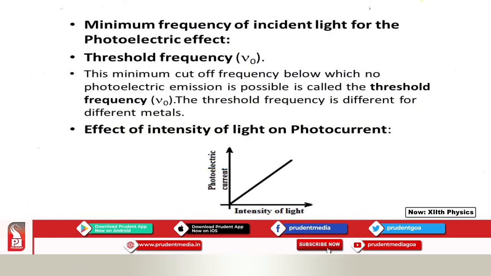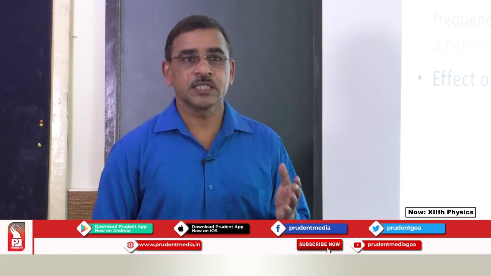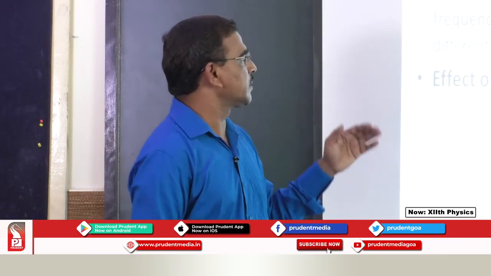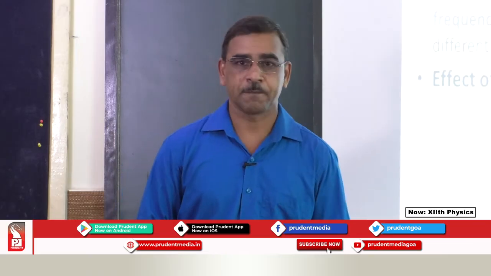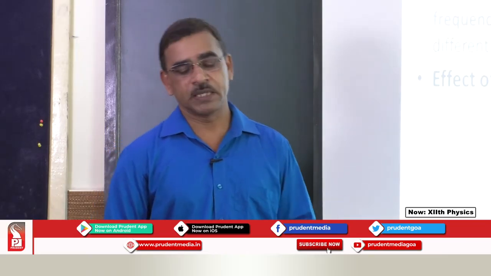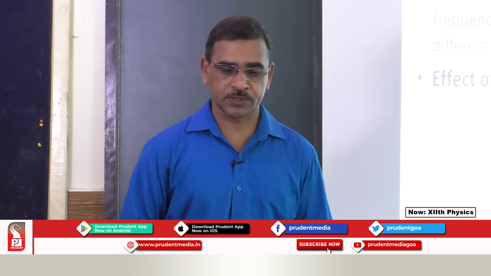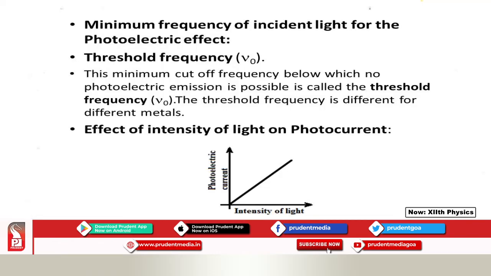So, here is the definition. The minimum cutoff frequency below which no photoelectric emission is possible is called threshold frequency, and it is denoted by nu 0. And this threshold frequency was found to be different for different metals. If you just change the metals, that is the cathode plate, then this threshold frequency was different for different metals.